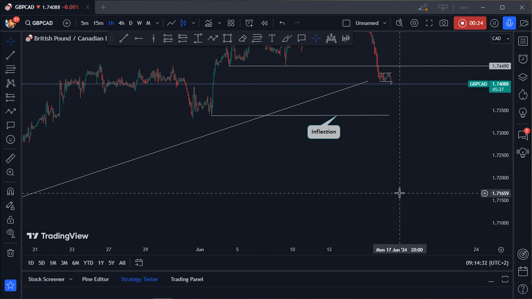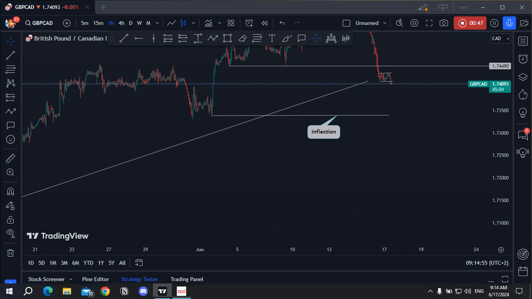As I'm looking at it already from last week, I'm still holding that New Zealand CAD trade. I just took a GBP CAD trade right now because I can see everything is lining up for me, and it makes sense even when it comes to how I'm going to manage the trade. So let's dive in, guys.